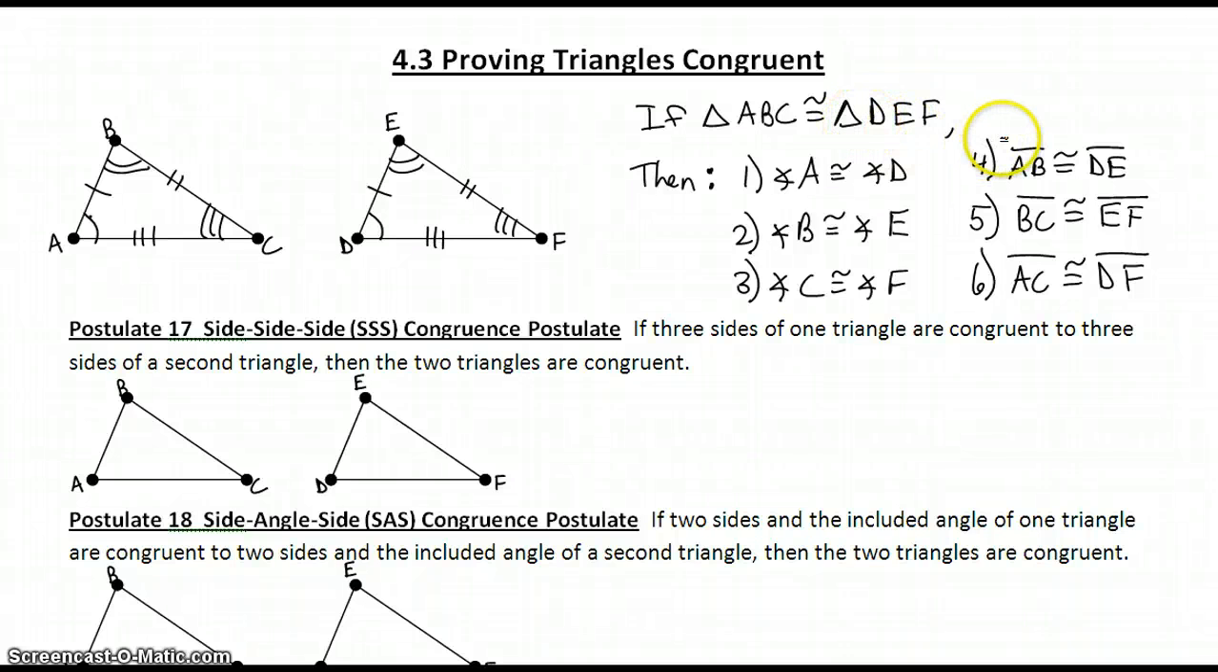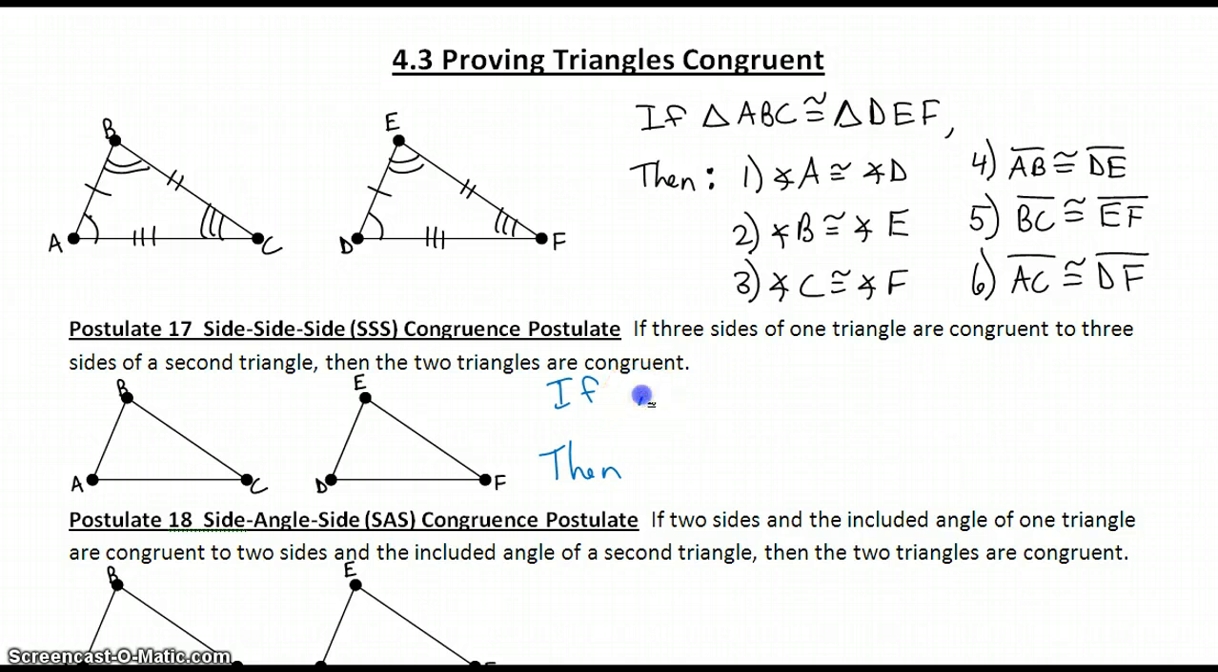Well, it turns out that we don't need all 6 parts to prove triangles congruent. We only need 3 pairs of corresponding congruent parts, as long as they're in the correct order. Our first example, side, side, side congruence postulate. The side, side, side postulate says if we can prove that we have 3 pairs of corresponding congruent parts between the triangles, then our triangles will be congruent.